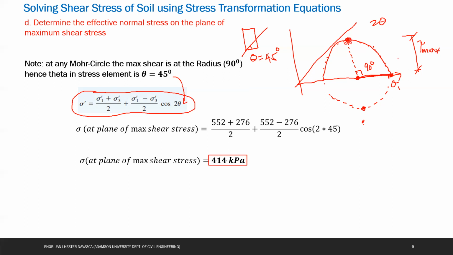Okay, so that's the tau max. This is what we are looking for, the sigma and tau max. Okay, that is 414 kPa.